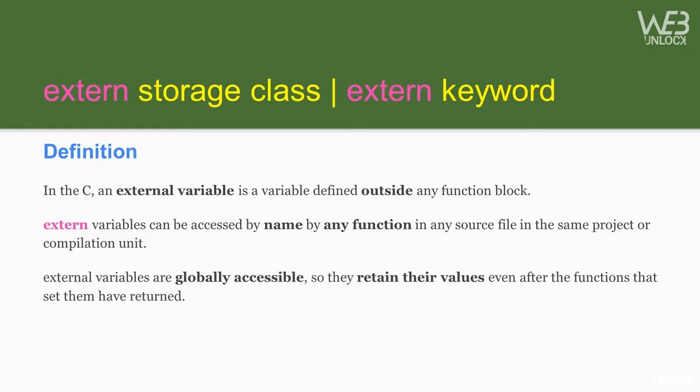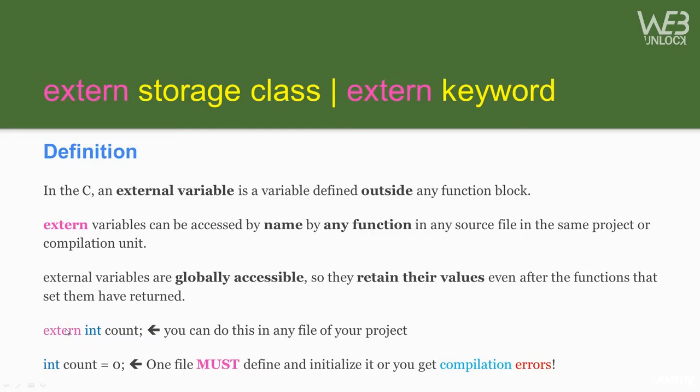External variables are globally accessible because the extern keyword applies only to global variables. They return their values because they're globals. To declare any global variable as external, you simply add the extern keyword. So in this example, we have an integer count. By using the extern keyword, that simply means this count is not a new variable. It's an external variable defined in some other file.